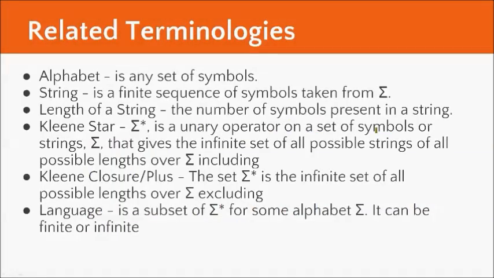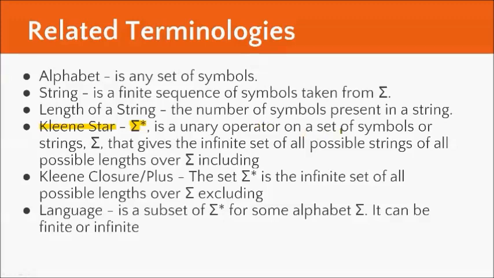So, related terminologies. Alphabet is any set of symbols, wherein you're using, of course, the summation or the sigma. Next is the string. This is a finite sequence of symbols taken from the alphabet. When you say length of a string, I think we discussed this last meeting. This is the number of symbols present in a string. When you see the alphabet symbol with an asterisk, you can call this the Kleene star.